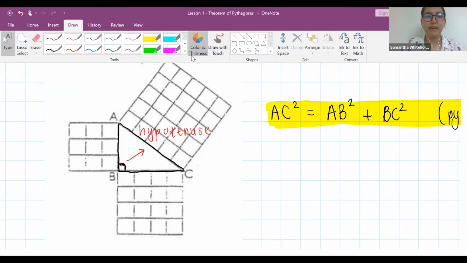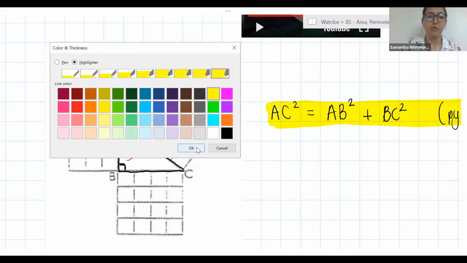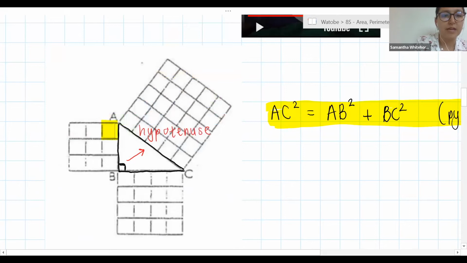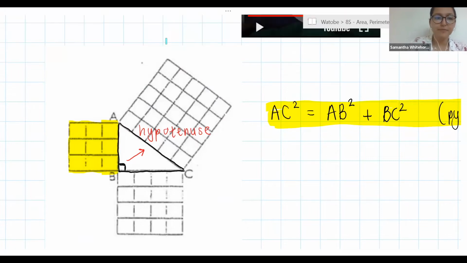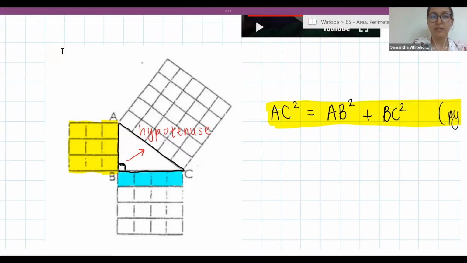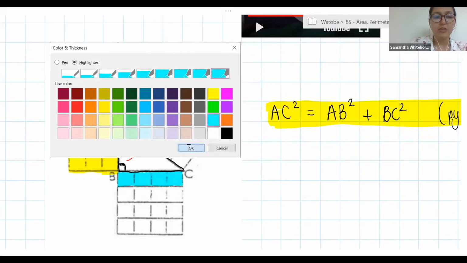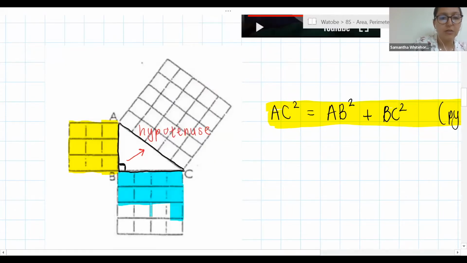It really doesn't matter which side we work with. If we look at the length of, say, side AB, this side is 3 blocks long. If we square 3, we get 9, and that's why I've drawn 9 blocks here. That is the one side AB squared. If I look at my second side, BC, I have 4 units here. If I square 4, I have 16. So 4 squared is 16, and we can see that I have 16 blocks here. That is my side BC squared.